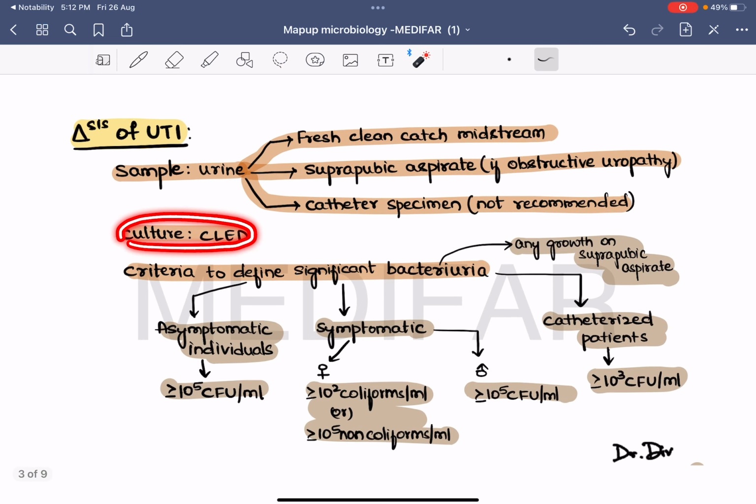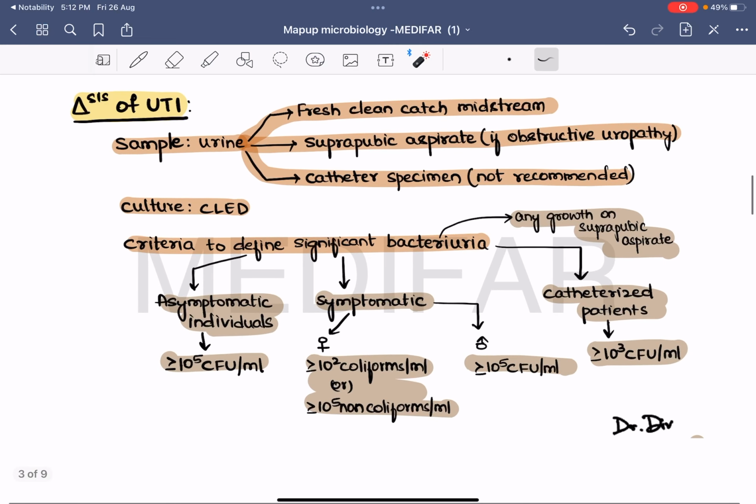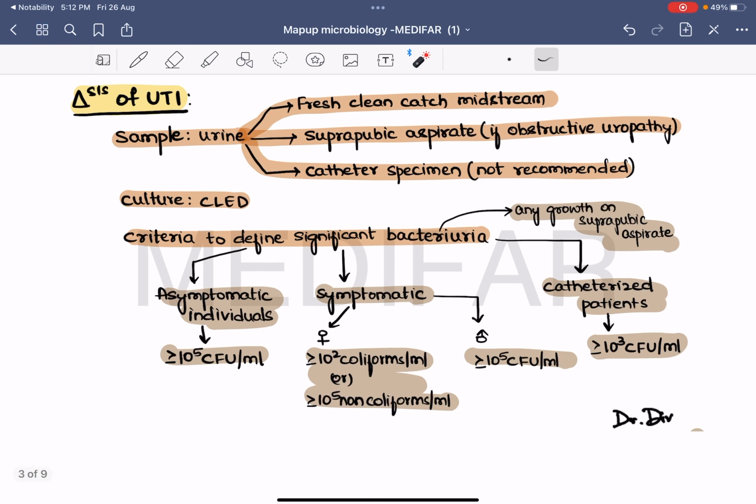For culture, you go for urine culture with CLED medium, which I have explained to you in the previous video. CLED medium is better than MacConkey agar for the culture, because most of the time the UTI-causing organism is E. coli, right? So why is CLED medium better? See, if the UTI is caused by some gram positive organisms or other gram negative organisms, it should be less inhibitory. So we use CLED medium. If we use MacConkey agar, it might inhibit the growth of other organisms, so you might miss the diagnosis.